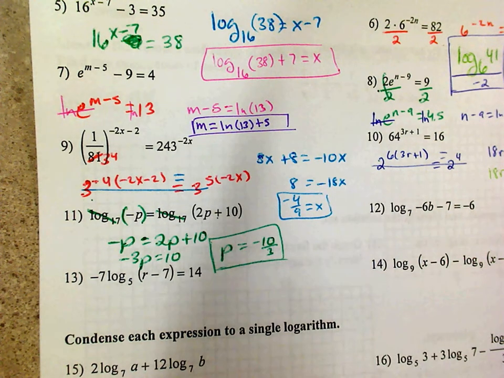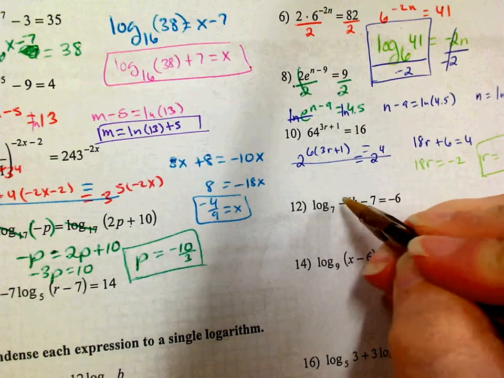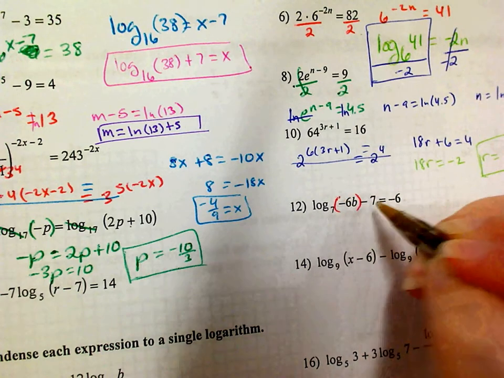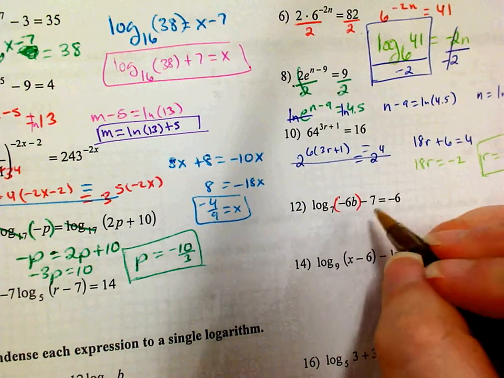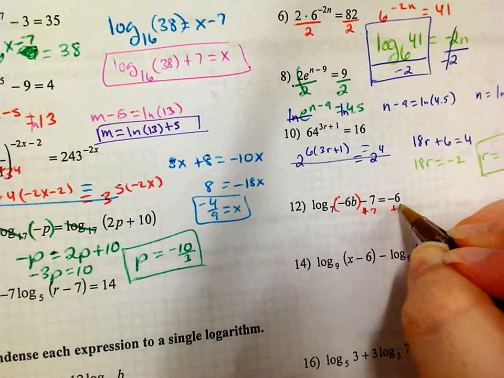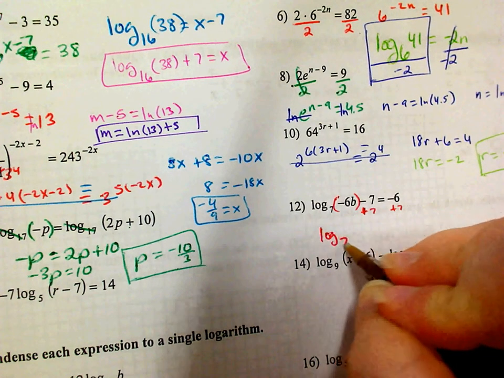Okay, this one. This right here, unless there's parentheses around all of it, the log only applies to the thing directly behind it. So I'm going to add 7. When you add 7, you get 1. So log base 7 of negative 6b equals 1.